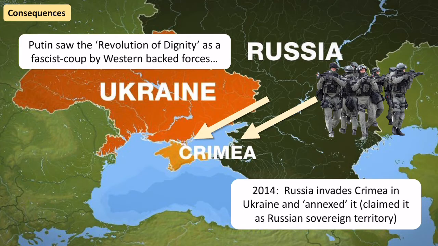So this is a breakdown of the territorial integrity of Ukraine, because Russia are trying to interfere in the domestic affairs of Ukraine, but they're also now trying to change the borders and claim back territory as Russian sovereign territory.